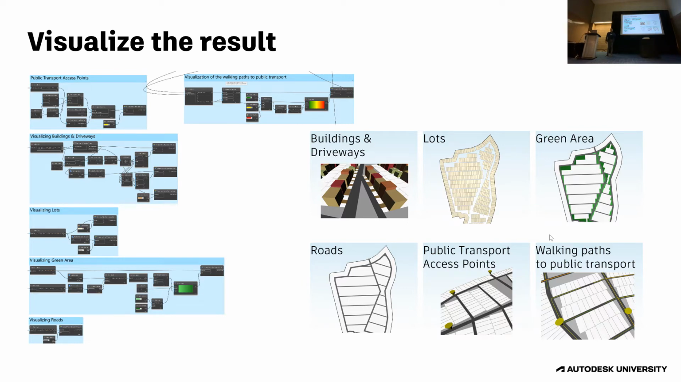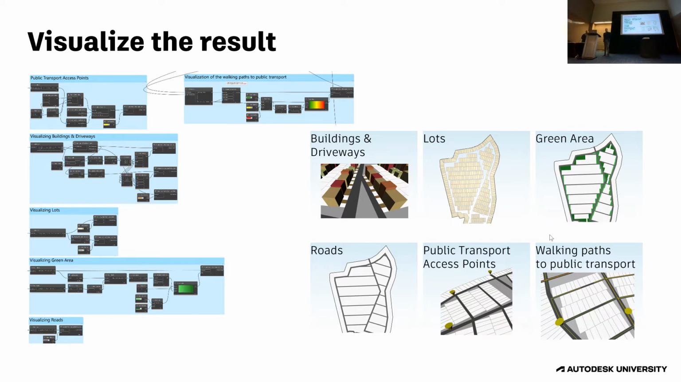So this comes in very handy here, because that way we can use those colors in the Dynamo interface and have those same colors in the Revit interface so that you can immediately identify which is, for instance, an amenity, because that has a specific color, for instance, blue. Then you know, okay, all my amenities are spread around in that area. Of course, lots get created in there. Make a bit of contrasting colors so that you can easily see your lots in there. The green area, roads, public transport access points, which are in this case shown as those yellow cones. And then the walking paths, which I already explained to you.